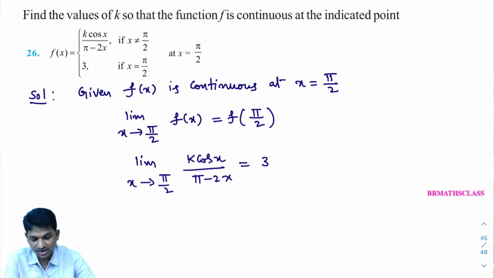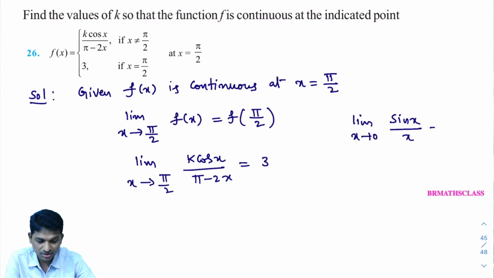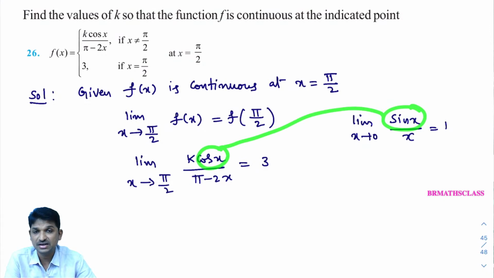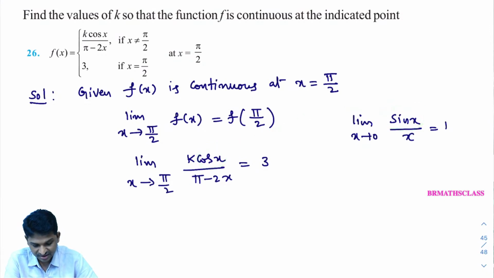So what I will do here, I know this formula. What formula? In the limits chapter we learned this: limit x approaches 0, sin x divided by x equals 1. I just want to use this formula. To use this formula, I want sin x in the numerator. Here cos x is there. In place of this cos x, I want sin x. I know how to write it. Let's see how we'll do this further.